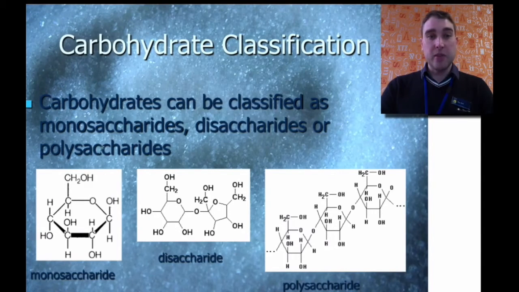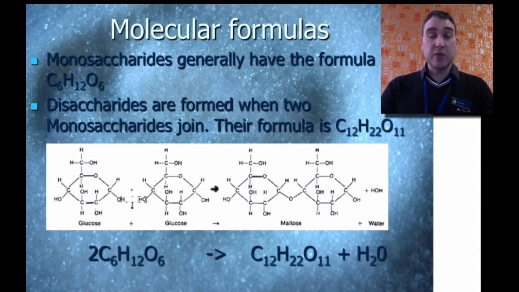We can classify carbohydrates based on how many ring structures they contain. Normally a monosaccharide has one ring. Mono means one, and saccharide means sugar, so one sugar. Disaccharides are usually made up of two rings joined together. Di means two. Polysaccharides are made up of three or more joined together. Monosaccharides are generally C6H12O6, and when you join two monosaccharides together you get a disaccharide, and the formula there is C12H22O11, assuming that you started with two C6H12O6s.